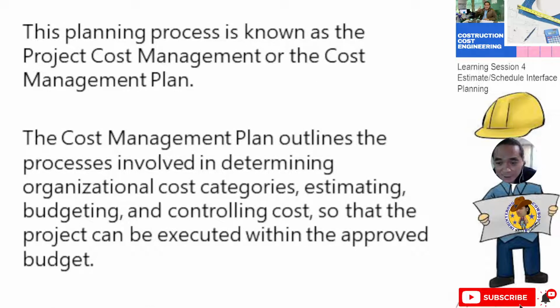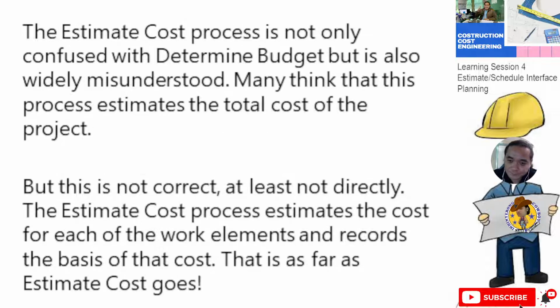This planning process is known as project cost management, or the cost management plan. The cost management plan outlines the processes involved in organizing, cost categories, estimating, budgeting, and controlling cost, so that the project can be executed within the approved budget. The estimate cost process is not only confused with determine budget, but it's also widely misunderstood. Many think that this process estimates the total cost of a project.